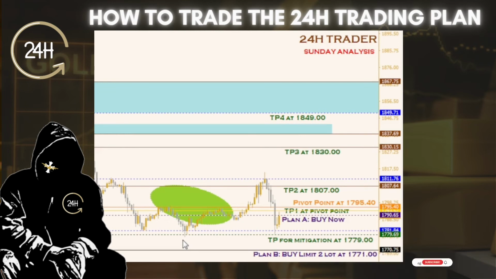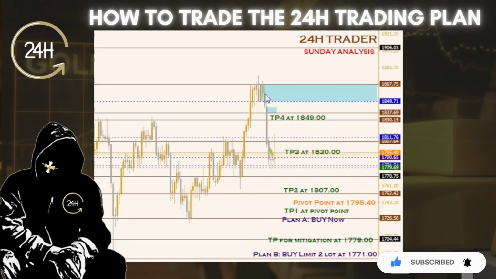Okay, so what if the market went further after it hits the pivot point? Most likely the market will hit the pivot point, hit the first take profit, and bounce back down to reach this plan B. If you trade for short term, I will use the mitigation plan and take profit here. It's 1779 with double lot.